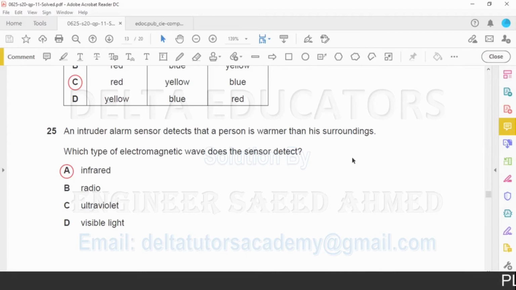Question number 25. An intruder alarm sensor detects that a person is warmer than his surrounding. Which type of electromagnetic wave does the sensor detect? Here the sensor detects infrared radiation. Here it is given it detects a person is warmer. All the objects emit infrared radiation, but this radiation is different for all the objects. So because of the difference in the infrared emitted by the object, the sensor detects this and the alarm starts to work. So here correct option is option A.